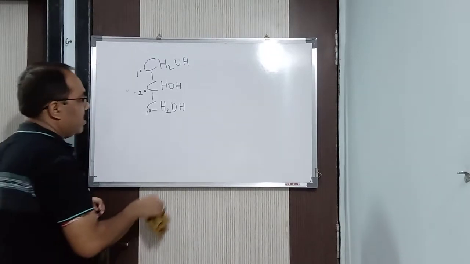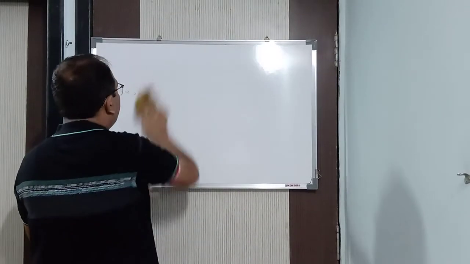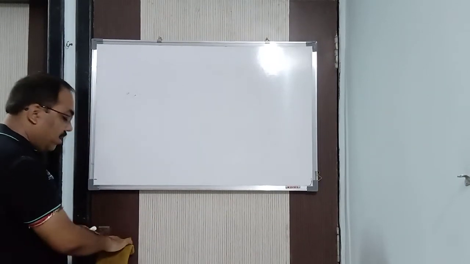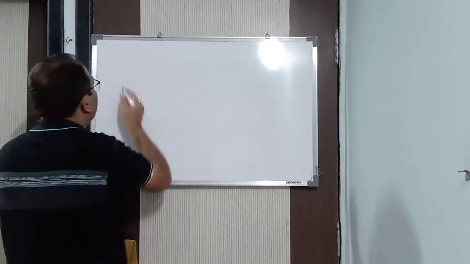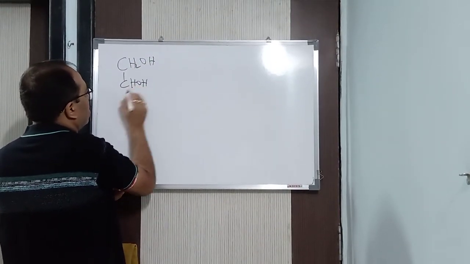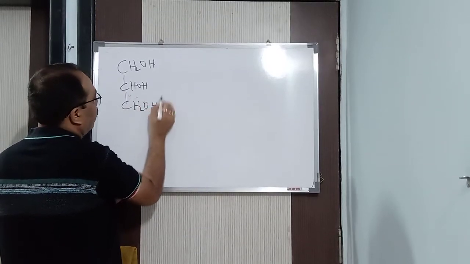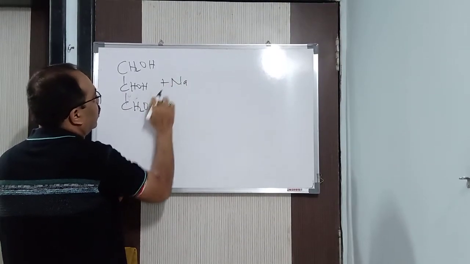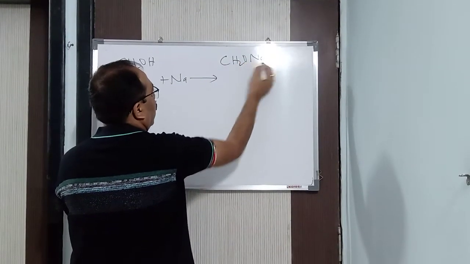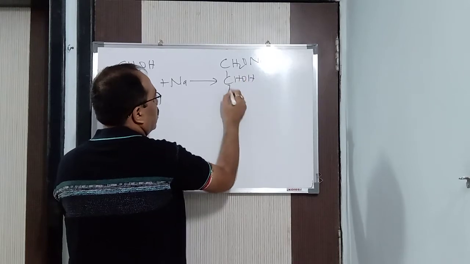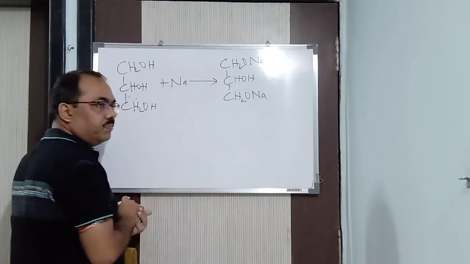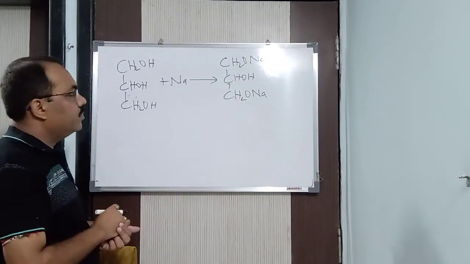Now coming to the reactions. Glycerol, unlike other alcohols, reacts with sodium to liberate hydrogen gas. If you take CH2OH, single bond CHOH, single bond CH2OH, and heat it with sodium, then what is going to happen? Just now I said, you will be getting CH2ONa, single bond CHOH, single bond CH2ONa. You will be getting it in this way.